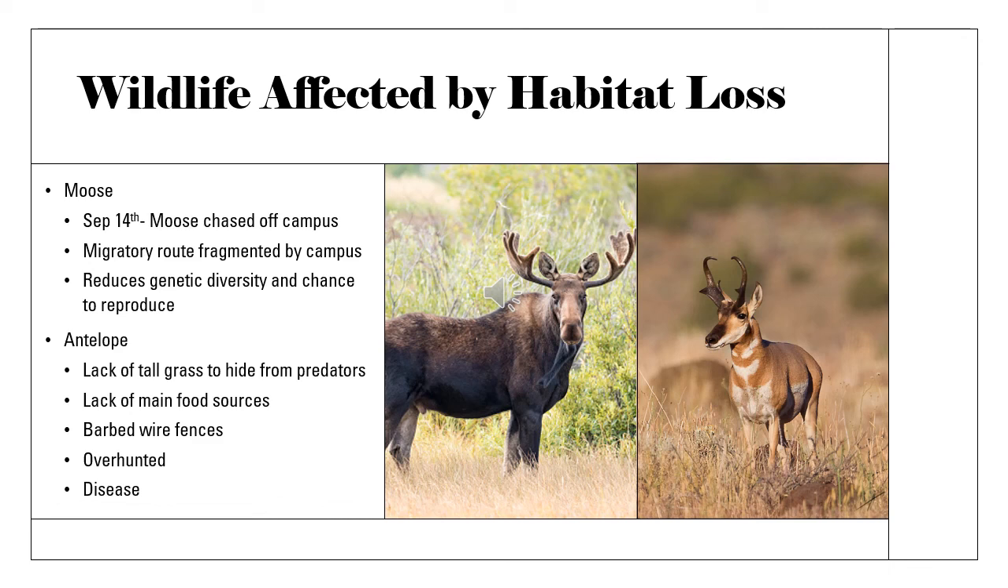Two animals on the Palouse that are currently being threatened are the moose and the antelope. The moose can no longer take the route through campus when migrating, which lowers their chance to reproduce and maintain genetic diversity. Antelope are currently threatened because the Palouse no longer provides the antelope's main food sources of prairie plants.